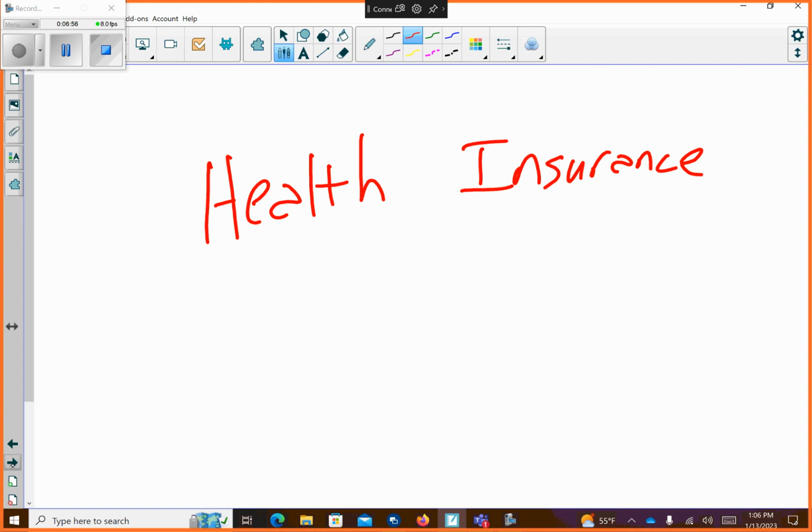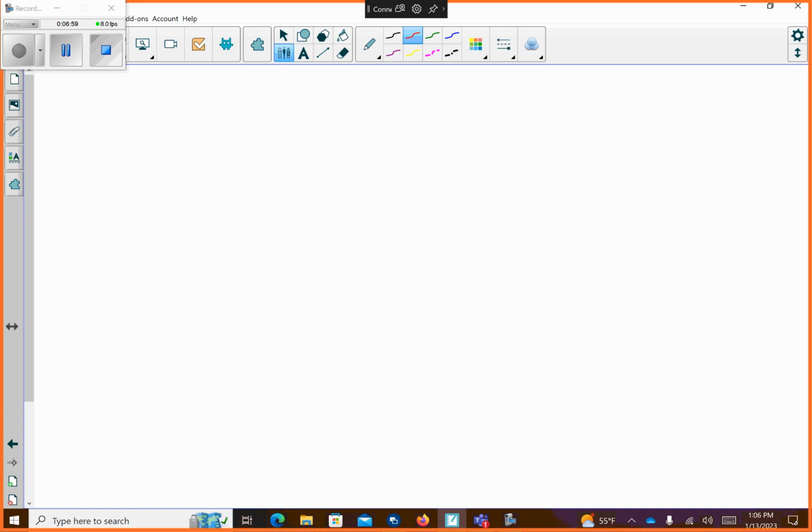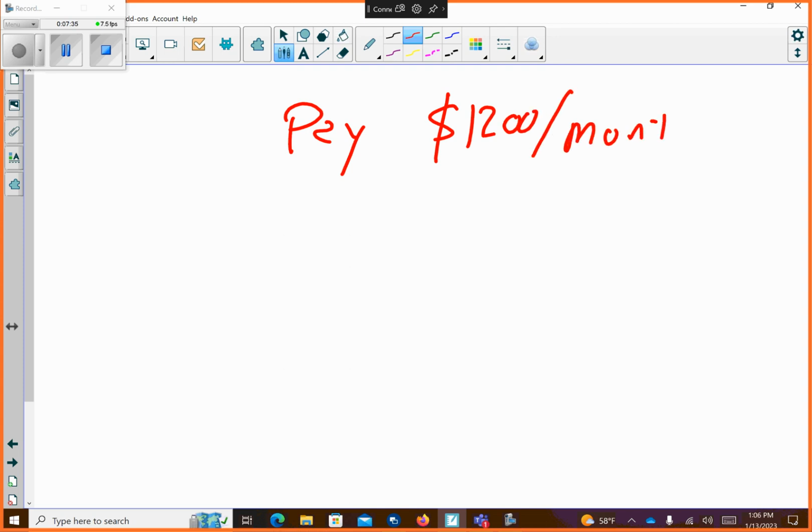But there's different types of health insurance out there. Almost all health insurance will have some sort of deductible you have to meet. Okay? Meaning you have to pay the first certain amount, and then once you reach that amount within a calendar year, then you pretty much get your insurance for free. Now, there's all different types of levels of this. So let's say you have an insurance program that you have to pay $1,200 per month to have insurance for you and your family.